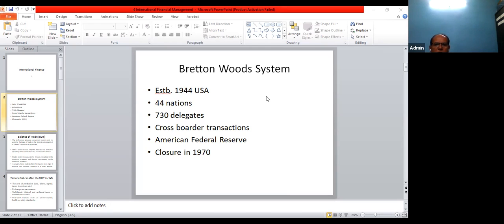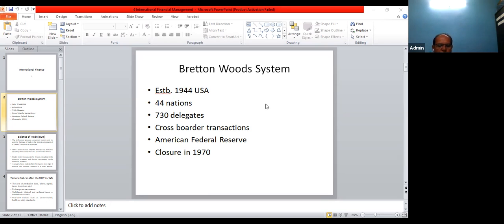But before we talk about the IMF and World Bank, let me share with you about the gold standard. What is this concept? Now, the gold standard. This concept actually came in 1870. In 1870 the gold standard concept was established, and it continued till 1914. So from 1870 to 1914, it continued.